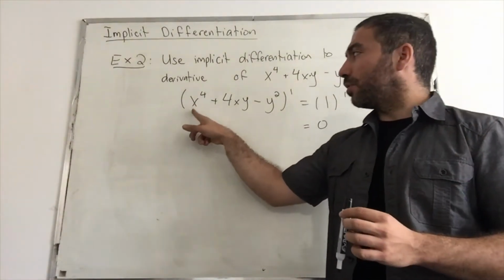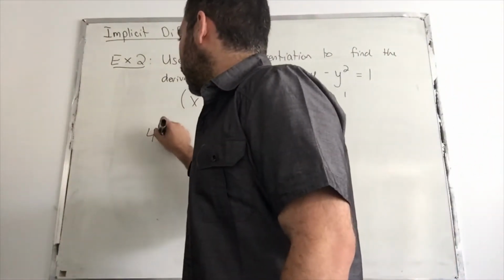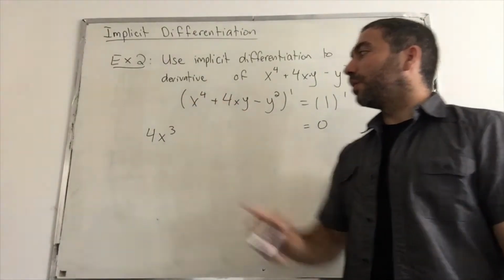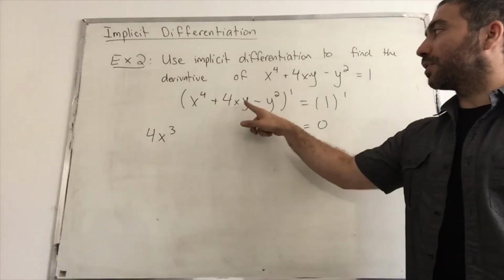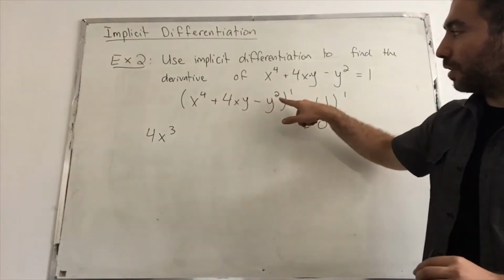There's an x. So the derivative of x to the 4, using power rule, we know is 4x cubed. All right? Drop the exponent, subtract the exponent by 1. This is fine. Now we have plus 4xy. I'm going to skip this for now. Give me 2 minutes. I'm going to focus on the last term over here.